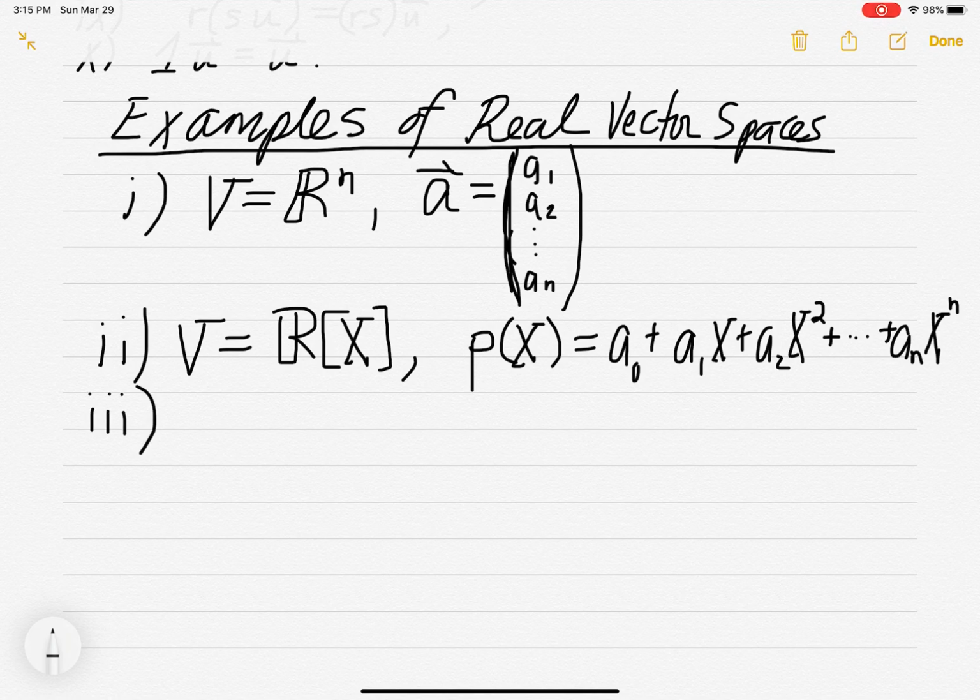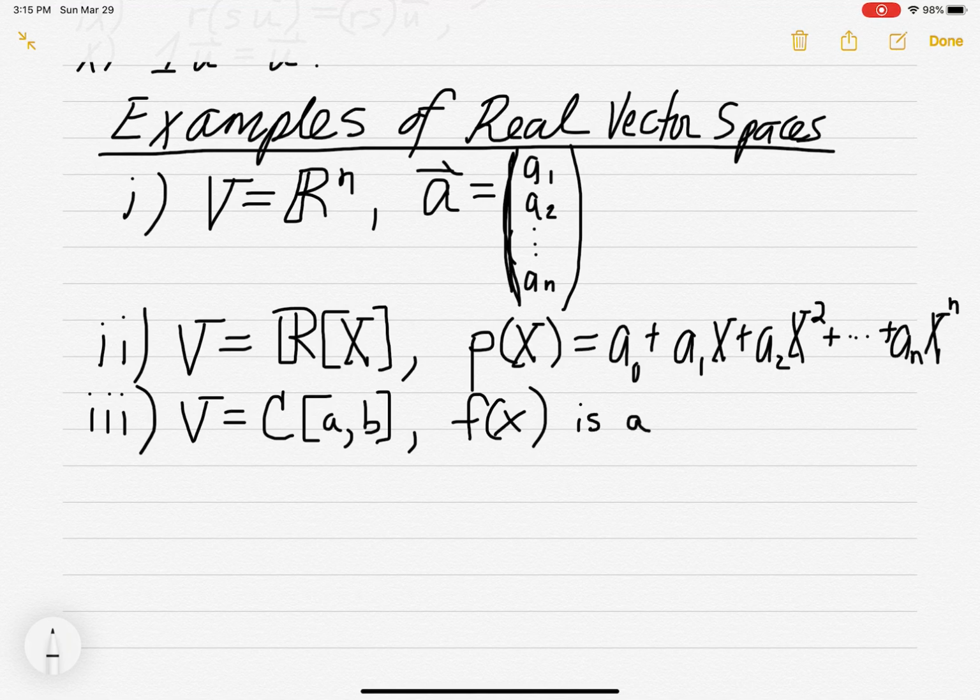Number 3, now here's another vector space. C of a comma b. These are the continuous functions defined on the interval [a, b]. So a typical representative of this vector space would be f of x, a continuous function. So most of the functions that you're familiar with, that you deal with in calculus, are continuous functions. In fact, they're usually differentiable functions.